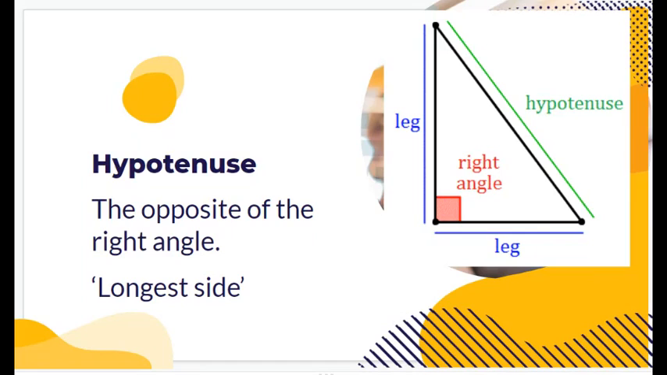Hypotenuse. The side opposite the right angle. So whenever you have a right angle, the opposite of it is the hypotenuse. And the hypotenuse is the longest of all the sides of the right triangle.